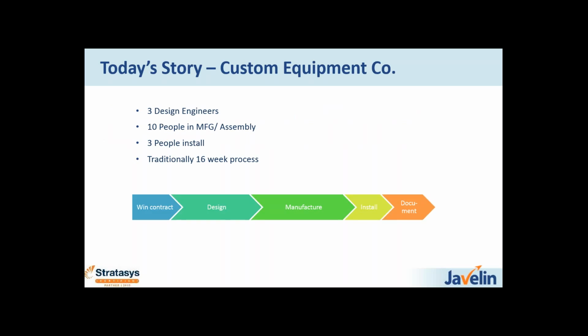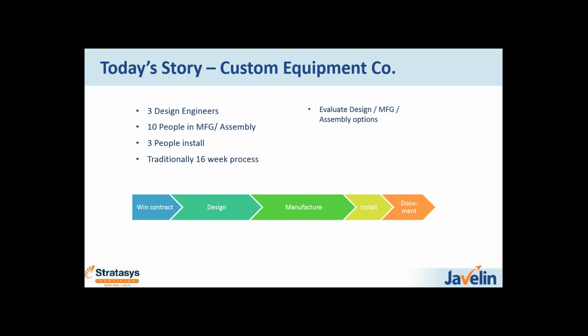When we envision what that process looks like, it's going to be very typical. They work on winning some contracts, they design, they manufacture, they install, and then they go back and they document the overall process. For this particular view, we are going to look at a bit of a linear process. I do know that some of these things obviously overlap and happen in parallel, but for the sake of keeping it simple, we'll look at it this way.